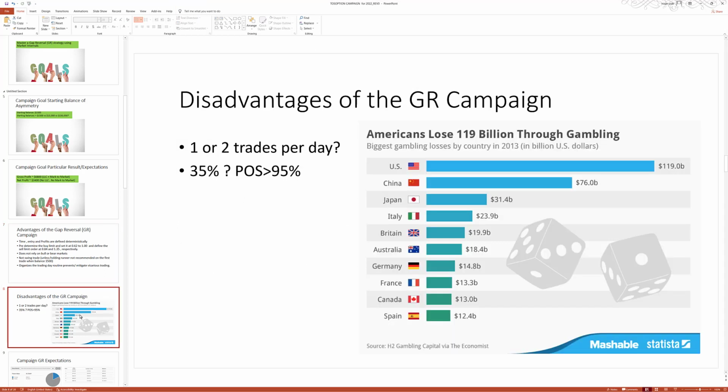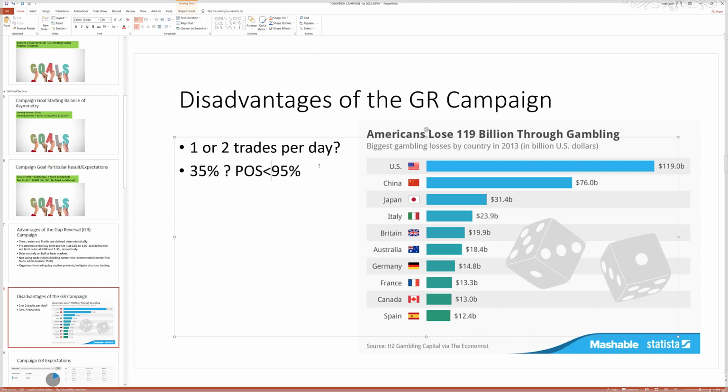That's up to you. The disadvantage of this campaign is that you're only taking one trade per day, or one or two, and you have to accept, and this is a mistake from before, are you willing to accept a 35% return with a probability of success of less than 95%? And I think so far it's greater than 50.